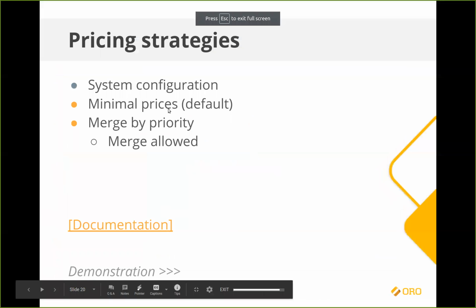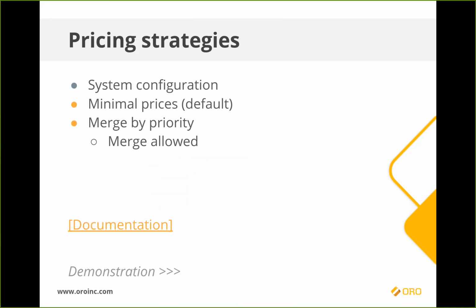Now, perhaps you may ask yourself how the application knows which price list is important, how to get the correct price and how to get the correct value. In order to do that, Oro uses a thing called pricing strategies, or you may call them pricing merge strategies, which tells the application how to merge prices from different price lists. There are two strategies out of the box. The first one is called minimal prices. It means that the minimal price always wins, no matter on what level it is.